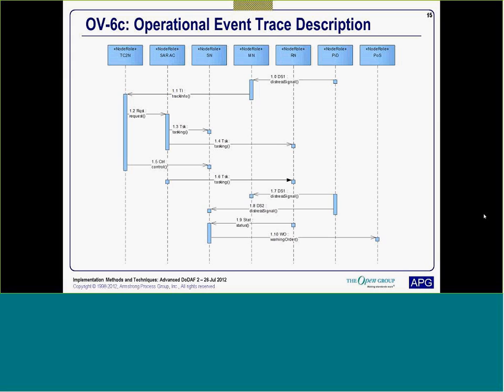Fractions can also be defined on OV2 or the OV5 diagrams. And we can relate the various kinds of operational views one to the other, so that we have appropriate activities. And so one of these relationships could be that operational activity we just saw in the slide.